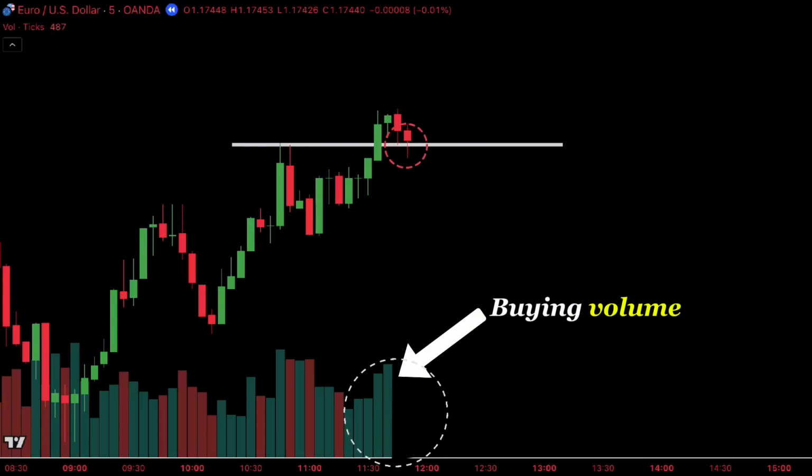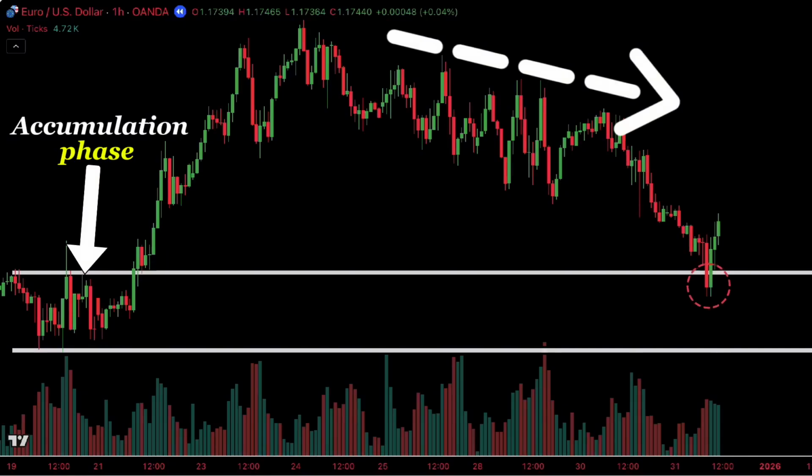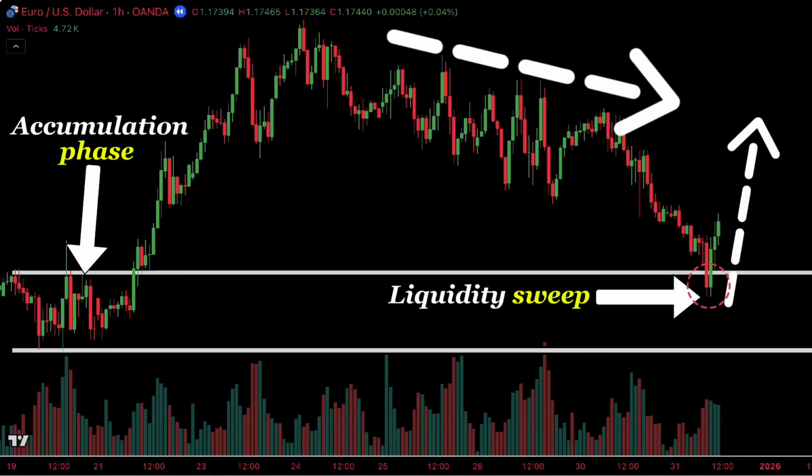Now we have a strong setup on the 5-minute chart. But before entering, we need to check the higher time frame. We can clearly see that the market is trending down. However, if we look to the left, we can identify an accumulation phase. When the market reaches this area again, it breaks below the support level and then closes back above it, forming a liquidity sweep. After that, price moves higher, which signals a potential bullish reversal. So, on the hourly time frame, we have a bullish reversal signal, and on the 5-minute time frame, we have a buy signal. This means the higher time frame is aligned with the lower time frame.